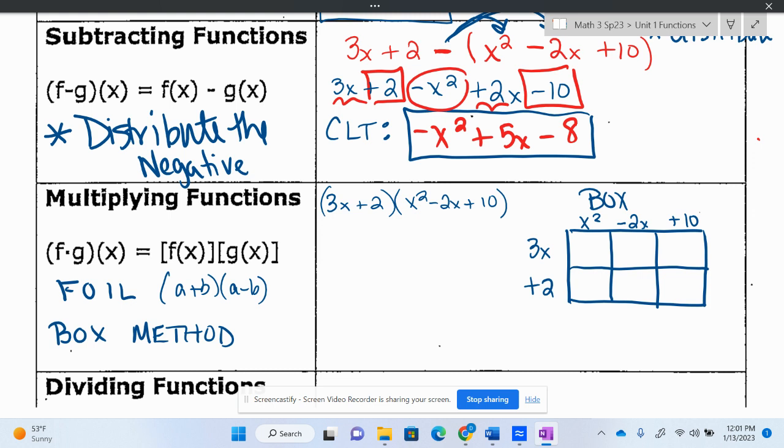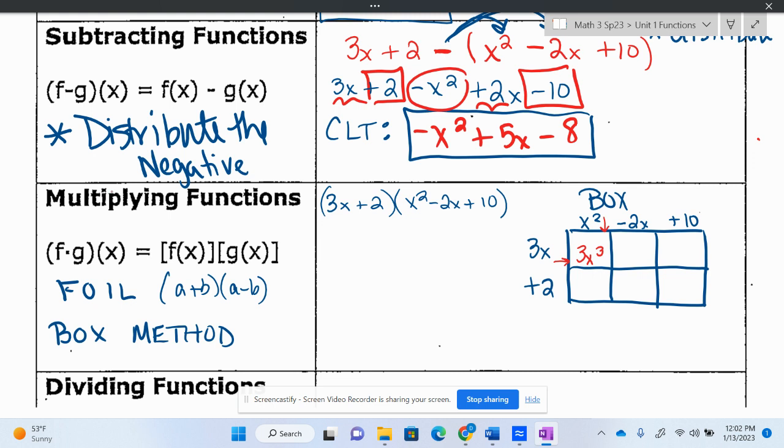Kind of works almost like a times table, right? Remember, like in your times table, whatever number you have on the top, you multiply it by this one on the side, and that's what you fill in the box. So I really am taking 3x times x squared, and that's what goes in the box. So 3x times x squared is 3x cubed. Good job. And I'm going to go across the top.